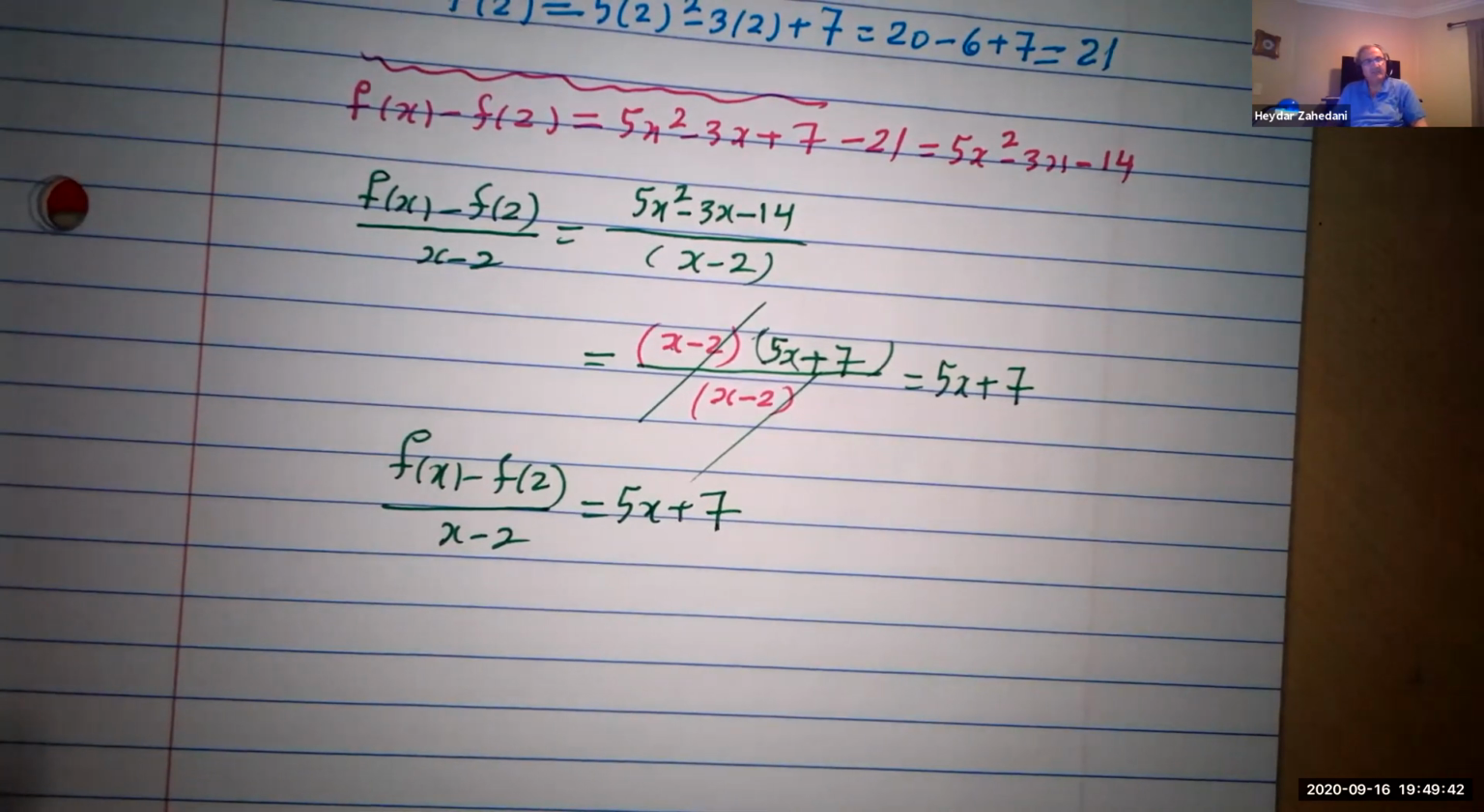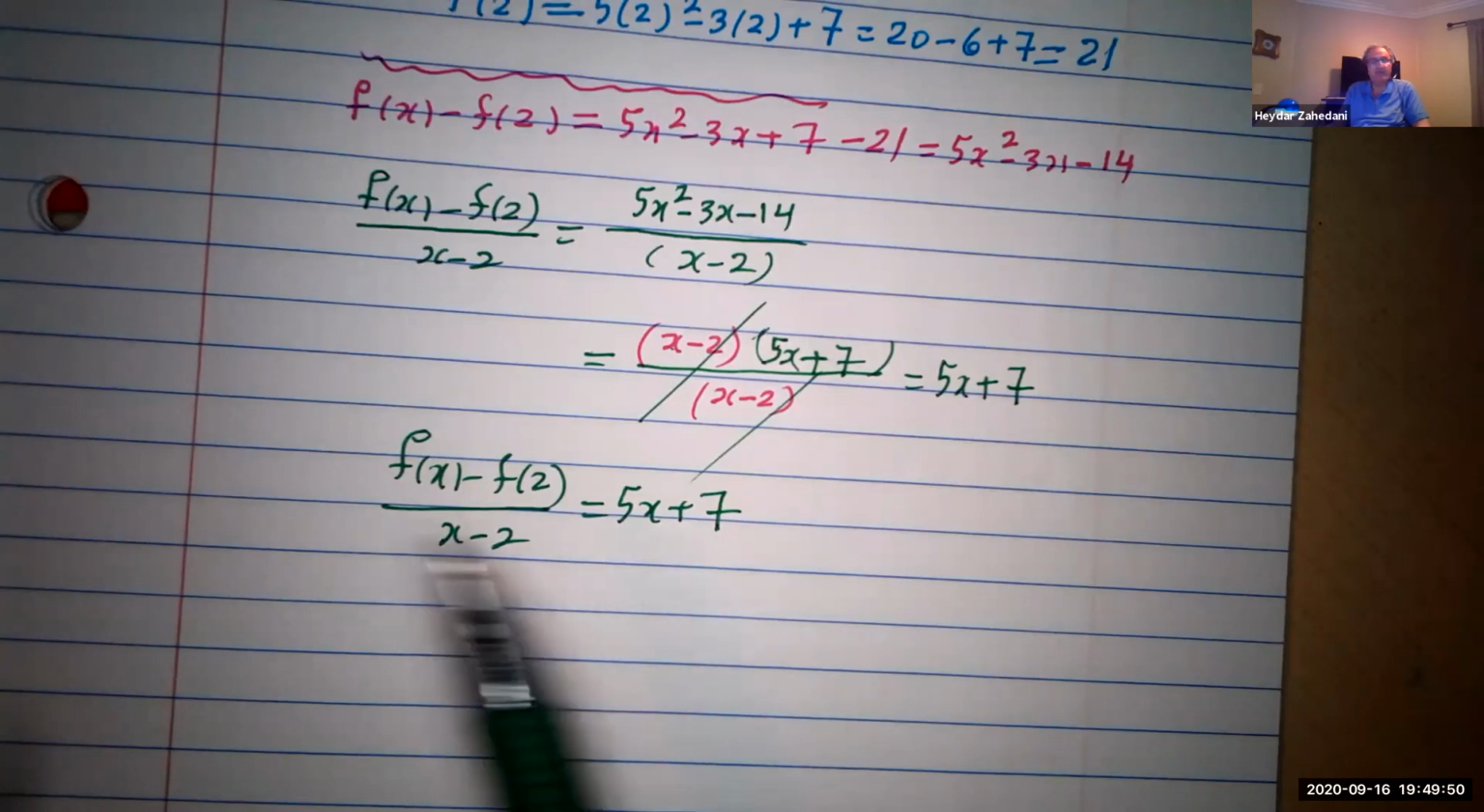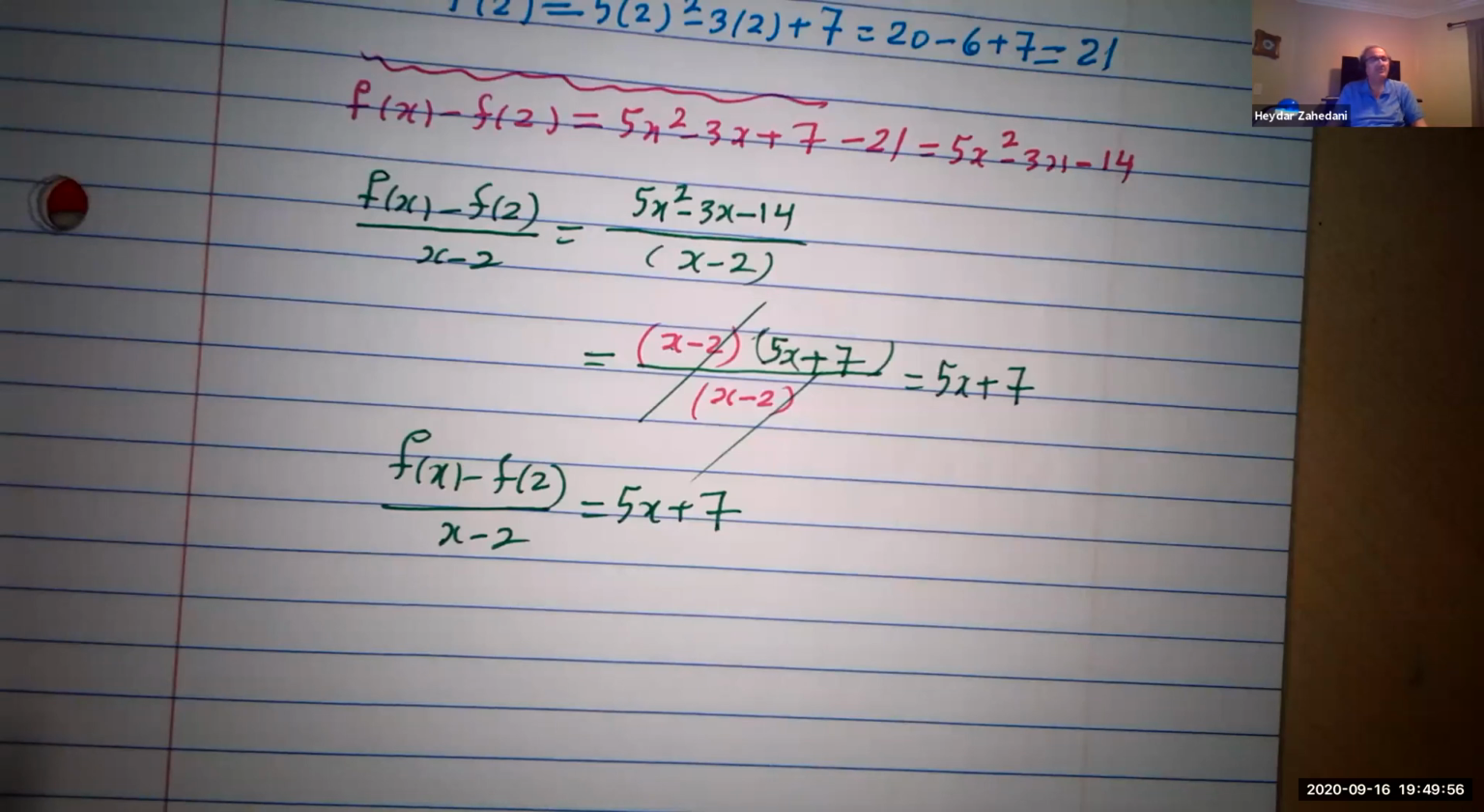When you are in calculus, we do one more step. The step is we put x equal to 2. 5 times 2 would be 10, and 7, okay, 17. That's 17. We call it the slope of a tangent line. It depends on the f function to get this number. So very important.